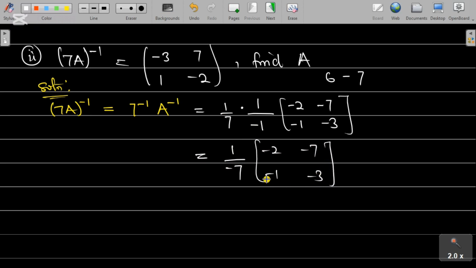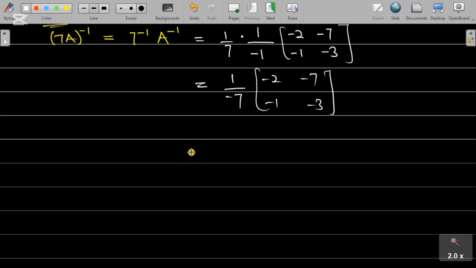There are two things we can do here. We can let this come into the bracket and multiply, and when that happens, you are going to have minus 1 over 7 multiplying this. All the minus signs will cancel out, so we have 2 over 7, and then here we have 7 over 7, which is 1, and then this one will give us 1 over 7, and then this times this will give us 3 all over 7, and that is the solution for that one.